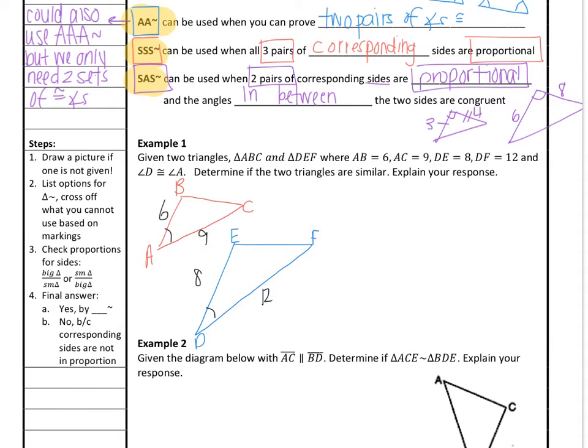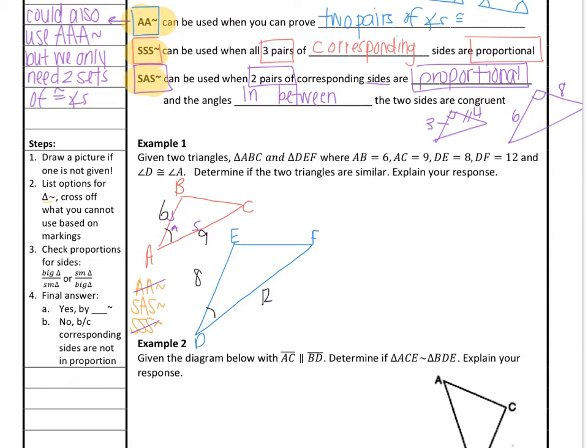It says determine if the two triangles are similar and explain your response. Step 2 says list your options for triangle similarity. So that would be AA similarity, or SAS similarity, or side similarity. Now clearly here we don't have 2 pairs of angles that are congruent, so we're going to cross it off. It looks like we have a side angle side going on here. We don't have 3 pairs of sides, so we're going to cross it off. So we're looking to try to get side angle side similarity.